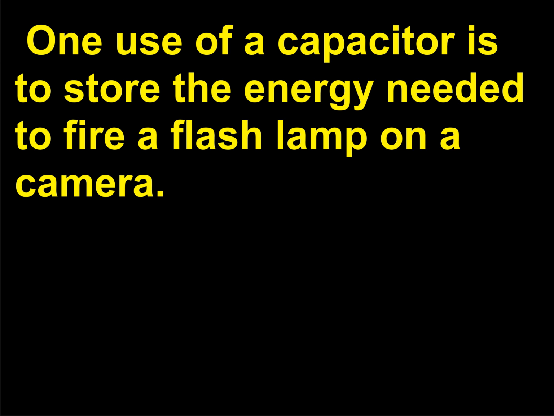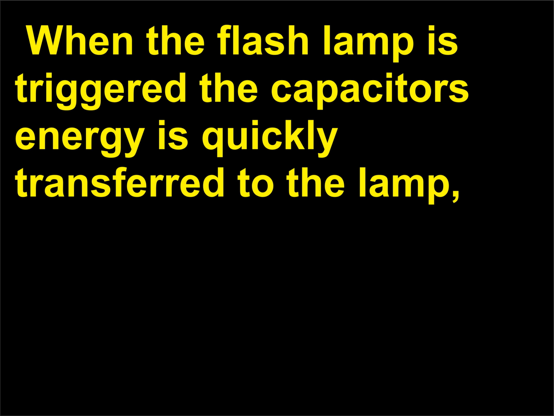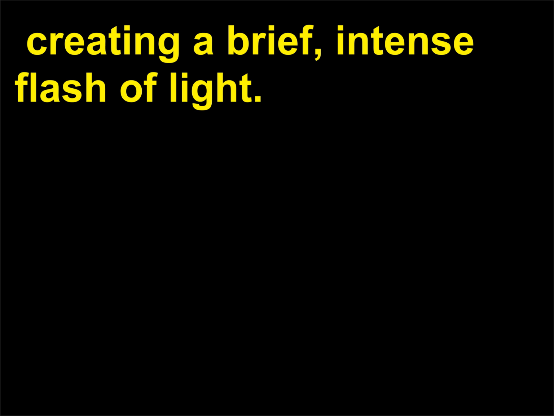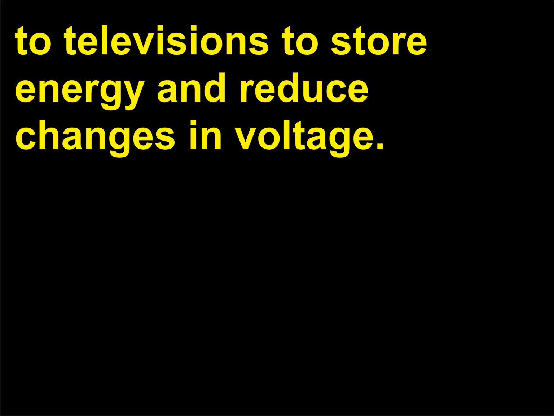One use of a capacitor is to store the energy needed to fire a flash lamp on a camera. A battery-powered circuit slowly charges the capacitor. When the flash lamp is triggered, the capacitor's energy is quickly transferred to the lamp, creating a brief, intense flash of light. Capacitors are also used in electronic devices from telephones to televisions to store energy and reduce changes in voltage.